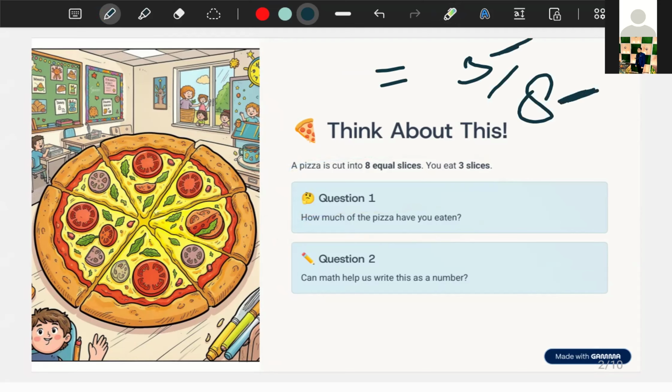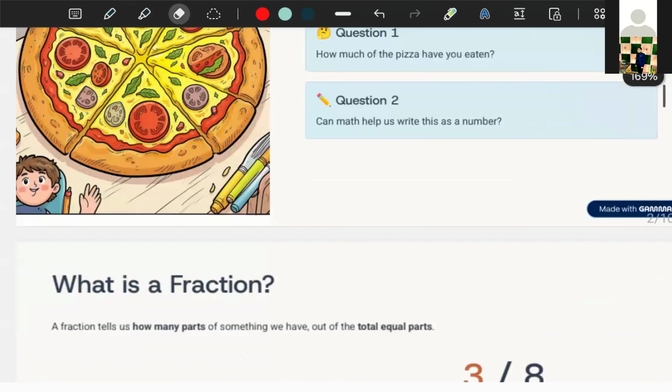The numerator tells us the part I have eaten, and the denominator tells us the total equal parts present in the pizza. So 3 slices I have eaten, so the numerator is 3, and there are total 8 slices in the pizza, so 8 is the denominator. So in mathematics, we represent how much is consumed, how much someone eats, and how much is used in terms of fractions.